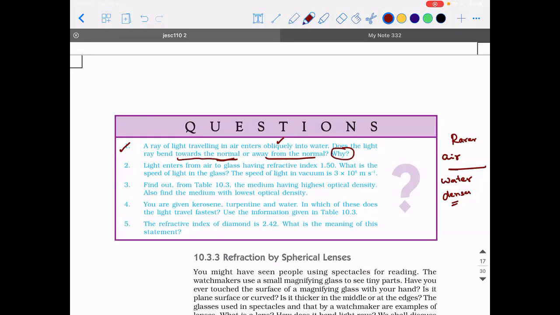Here, second. I hope I'm not fast, right? Everybody is able to write it down.